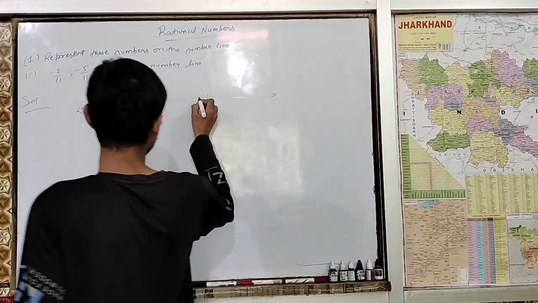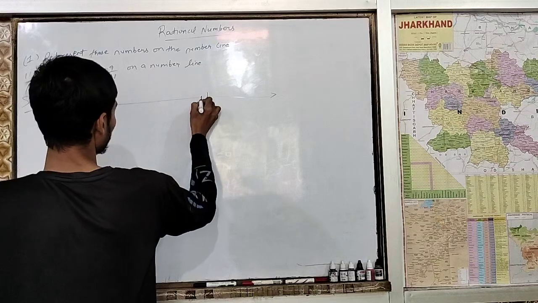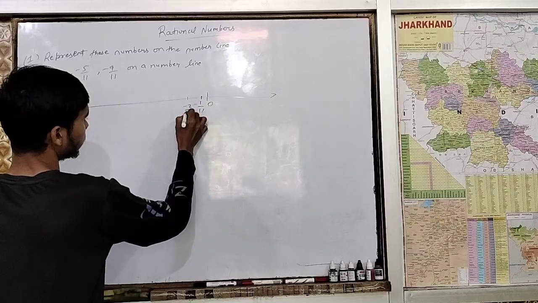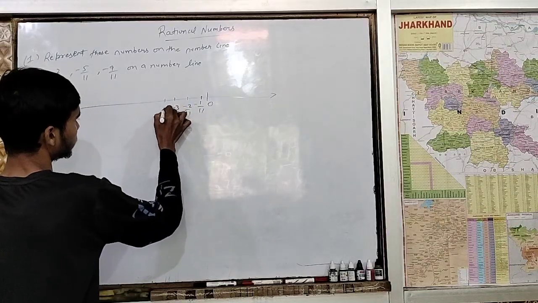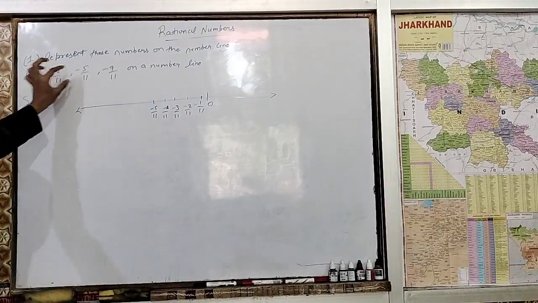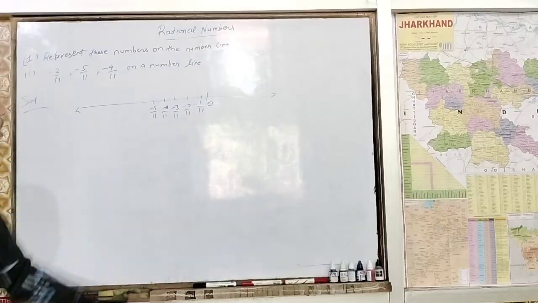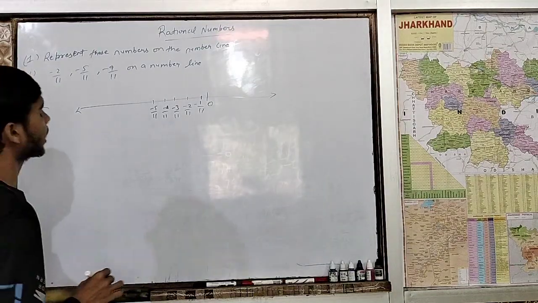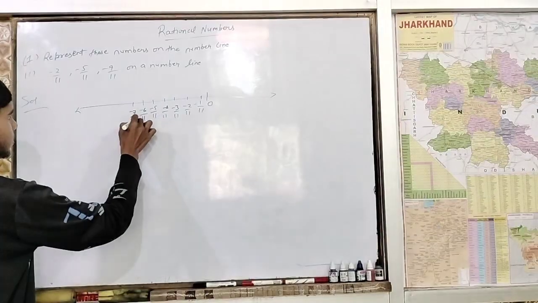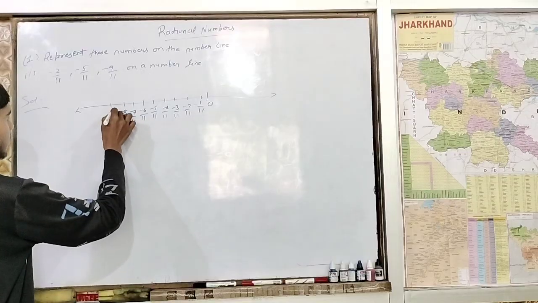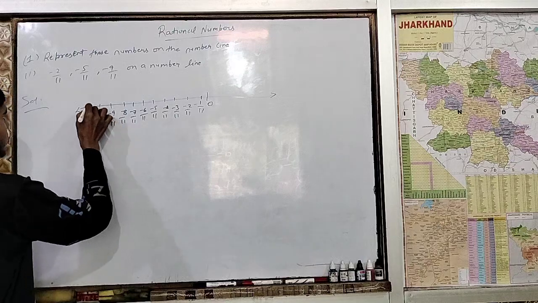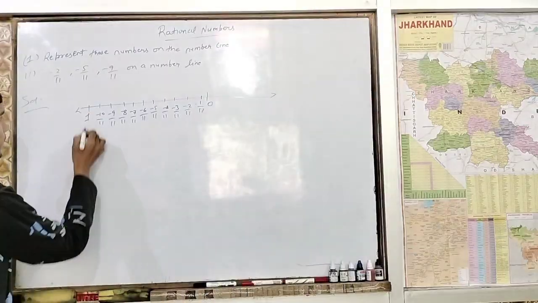Then we have minus 1 upon 11, because it is negative. Then minus 2 upon 11, minus 3 upon 11, minus 4 upon 11, then minus 5 upon 11. So we got this and this. Here you can see minus 2 upon 11. Ahead of this, minus 6 upon 11, minus 7 upon 11, minus 8 upon 11, then minus 9 upon 11, and then minus 10 upon 11, then we are getting minus 1.